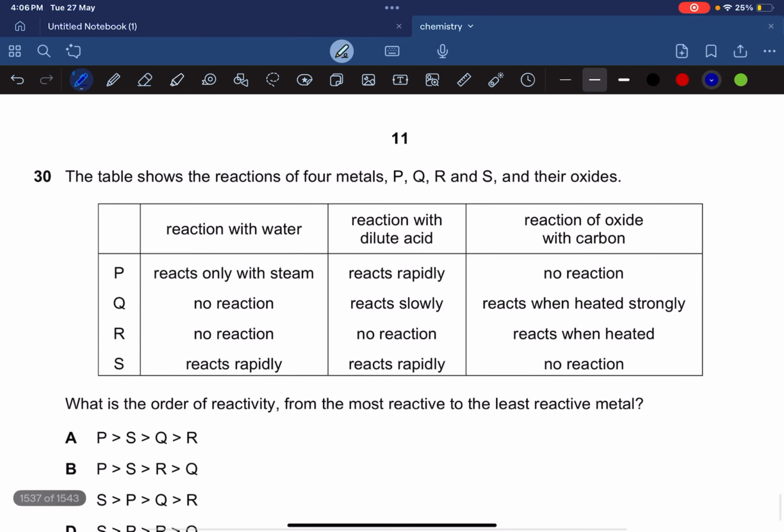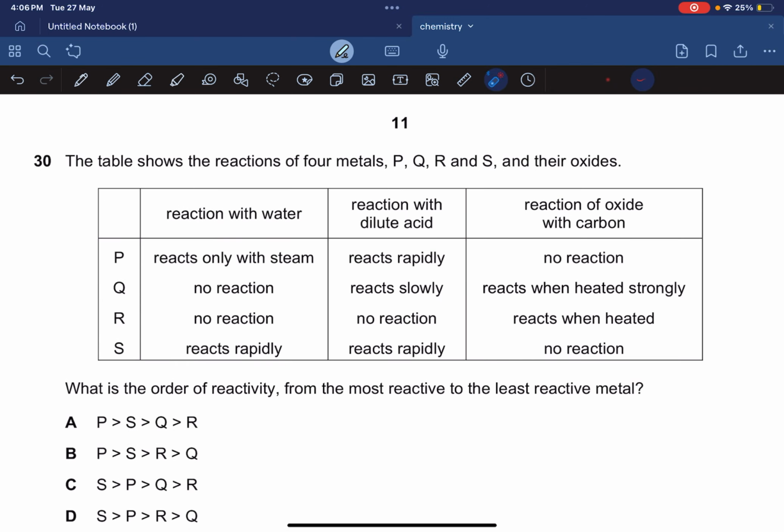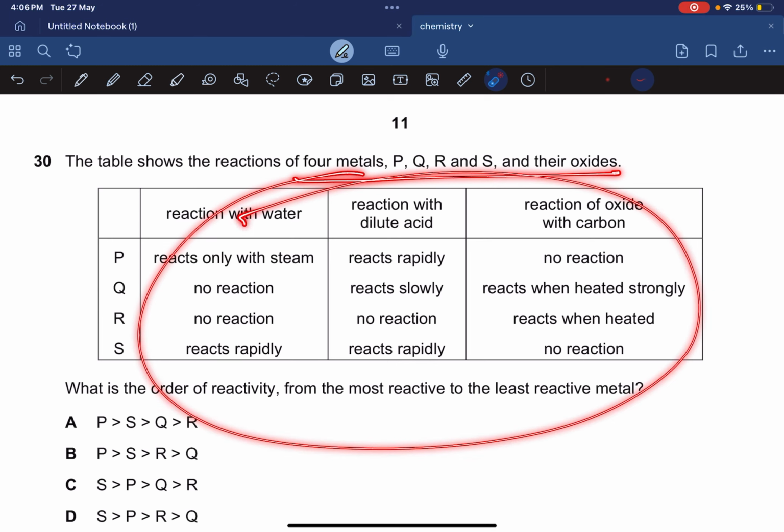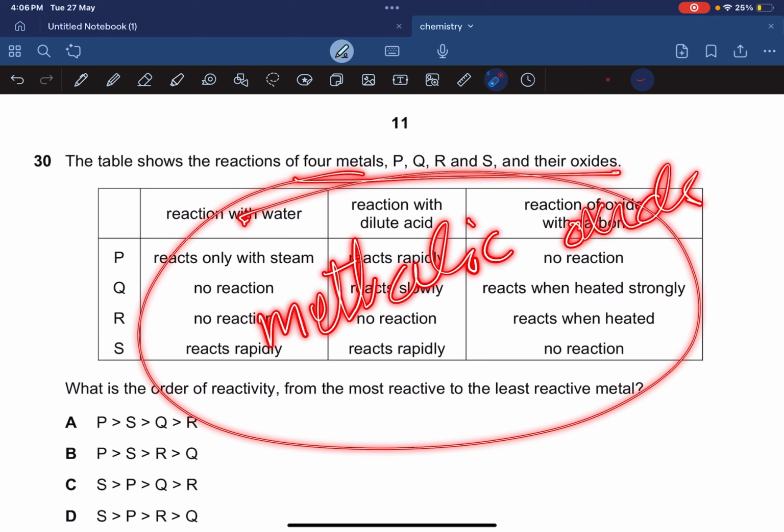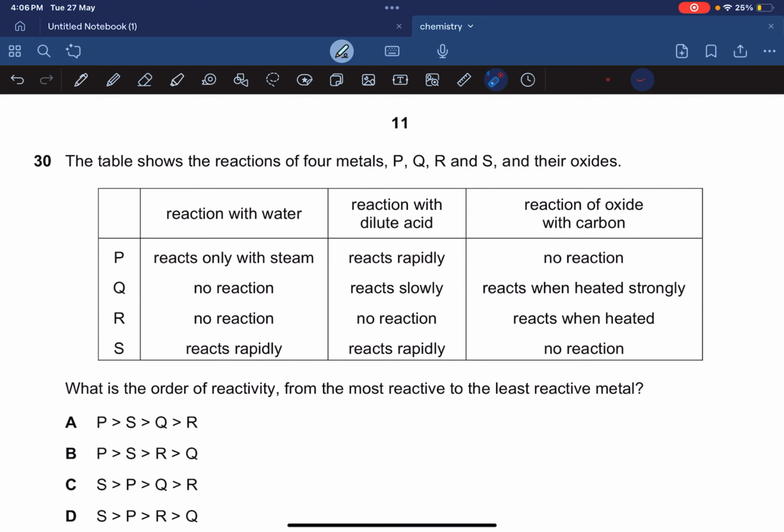Question number 30, which says the table shows the reactions between four metals P, Q, R, S and their oxides. You should know this: metallic oxides are your basic oxides or your amphoteric oxides. And your non-metallic oxides can either be your neutral oxides or your acidic oxides. Reaction with water: P reacts only with steam. Q does not react. R does not react, and S reacts rapidly. Then we have reaction with dilute acid, and then reaction with carbon. Okay, let's see.